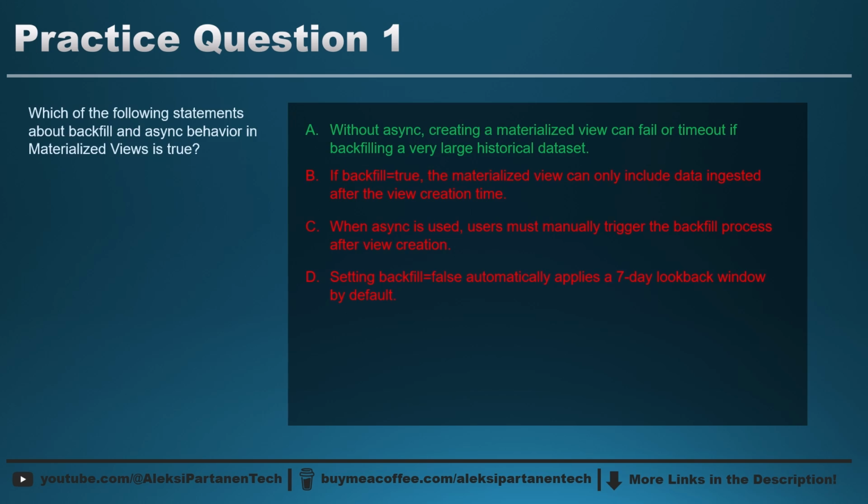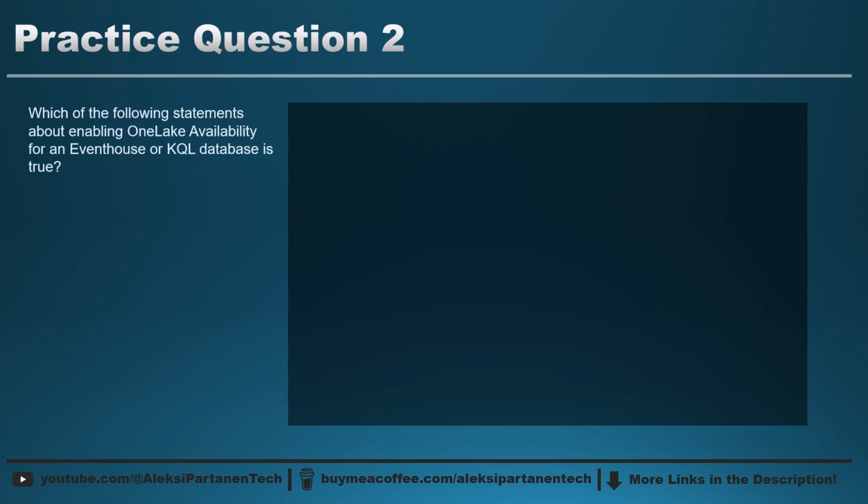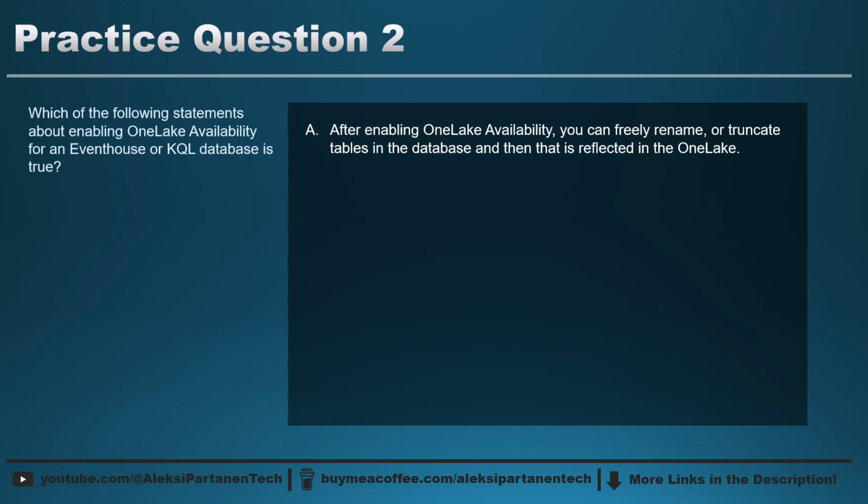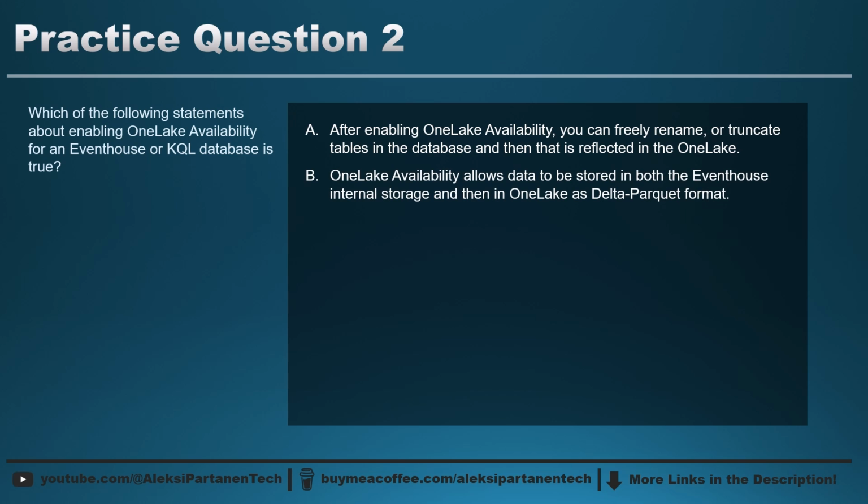Let's have another question. Which of the following statements about enabling OneLake availability for an Eventhouse or KQL database is true? A. After enabling OneLake Availability, you can freely rename or truncate tables in the database, and then that is reflected in the OneLake. B. OneLake Availability allows data to be stored both in the Eventhouse internal storage and in OneLake as Delta Parquet format.